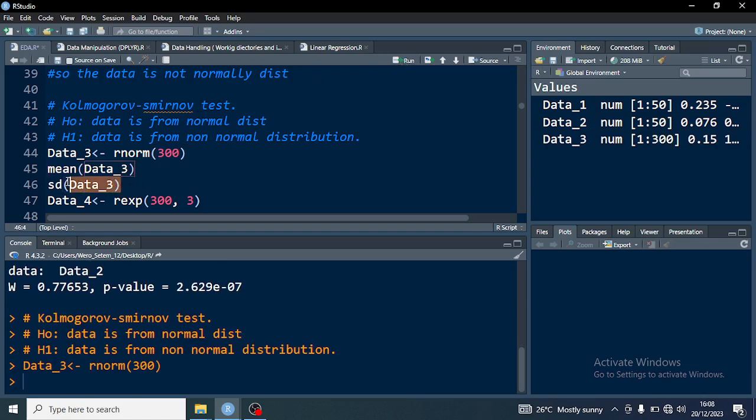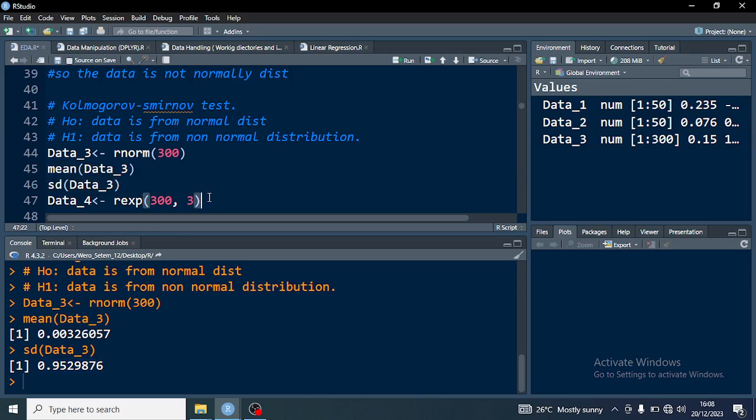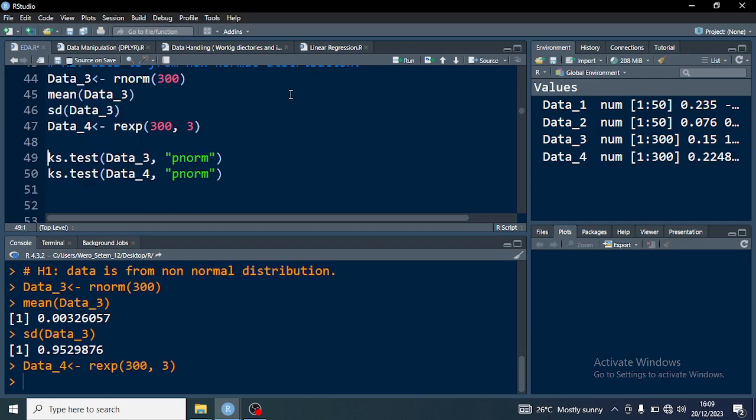Let's see the mean and the standard deviation of this data set. So I'm using the mean function, mean of data_3, and the standard deviation. It has a mean of 0.003. So this is approximately 0, and this one is approximately 1. I'm creating another data set called data_4, and it is exponential data. So the n is 300 and then the rate is 3. Now I want to test if this data set is normally distributed.